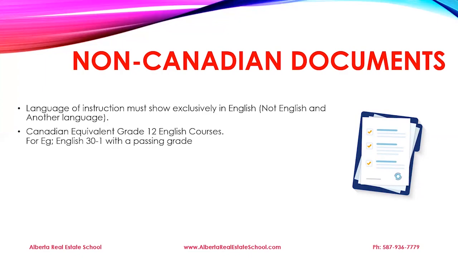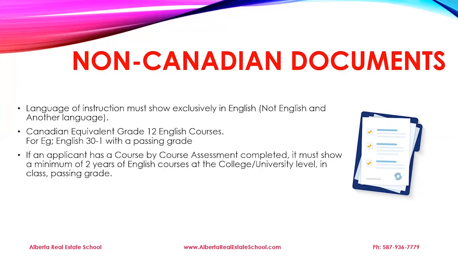So when you send your documents for assessment, if it says that the English is equivalent to 30-1 with a passing grade, that would work as well. Or if you are getting your course assessment done, it should say that a minimum of 2 years of English courses were taken at a college or university level, and they should all have a passing grade.